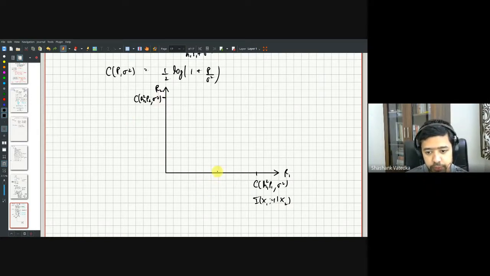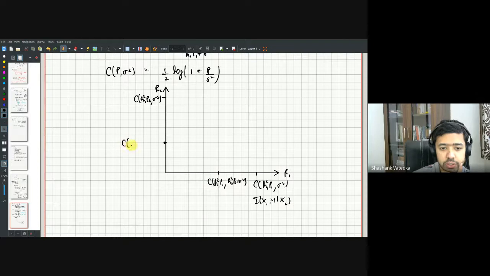All right, but then we have two other quantities, the mutual information terms, which are C of h1 square p1, but the noise variance is h2 square p2 plus sigma square, and maybe this is again I of x2 y, which is C of h2 square p2 comma h1 square p1 plus sigma square, right?